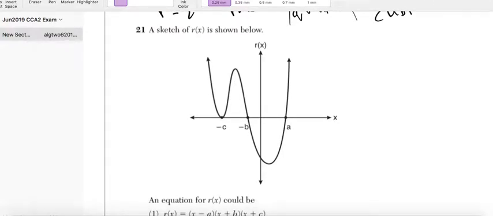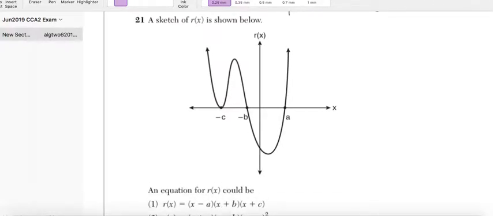Okay, a sketch of r of x is shown below, where r of x is a function, and it's clearly a polynomial function. I'm looking for how many turning points there are. 1, 2, 3 turning points. So if it's 3 turning points, guys, the degree of the polynomial is always 1 more than the number of turning points. So it should be degree 4.